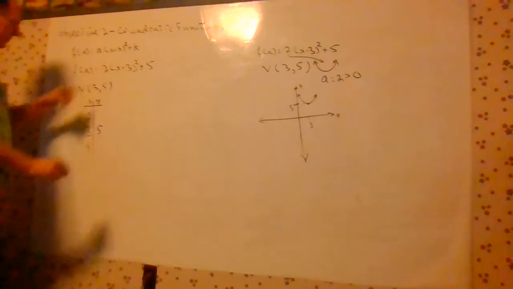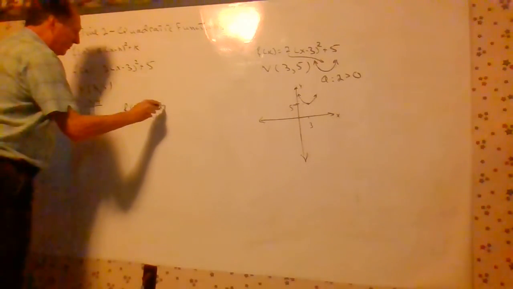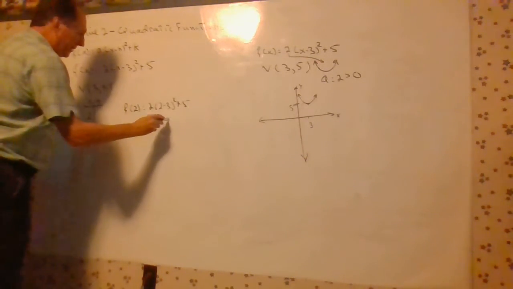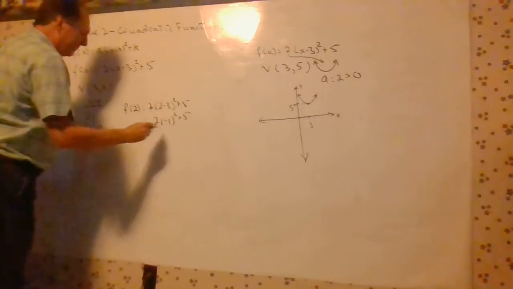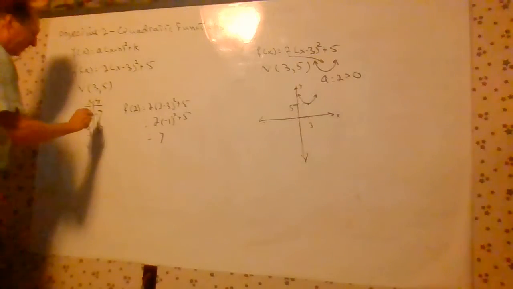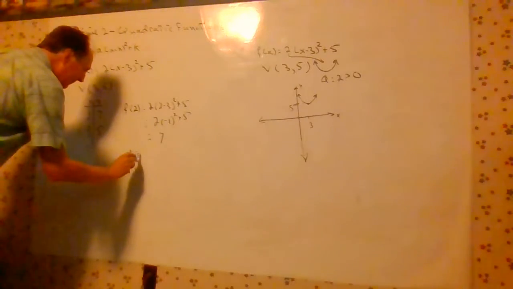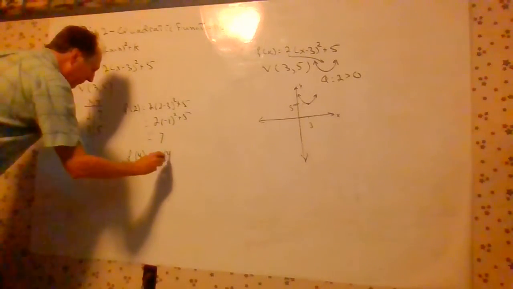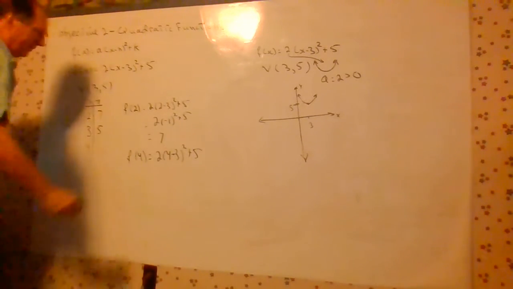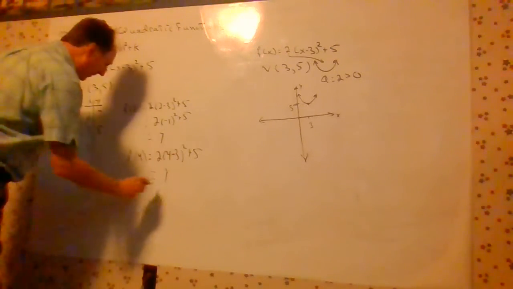And then we can substitute 2. F of 2 is 2 times (2 minus 3) squared plus 5, which is 2 times negative 1 squared plus 5. And that's 2 times 1 plus 5, which is 7. So we put a 7 here. And then we can find f of 4. 2 times (4 minus 3) squared plus 5. And 4 minus 3 is 1. 1 squared. 2 times 1. Guess what? We get 7.